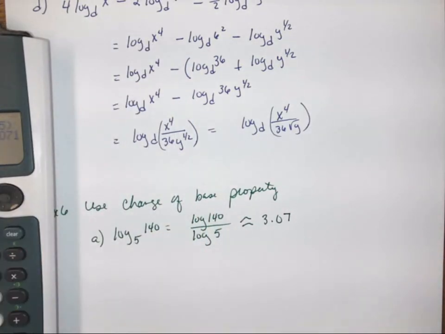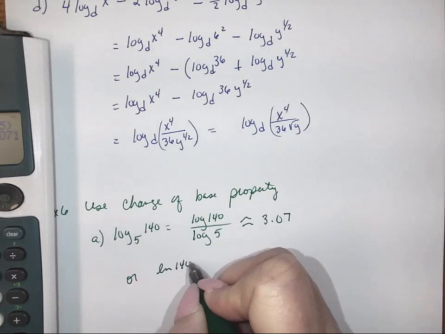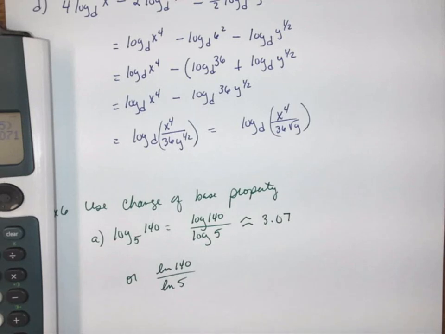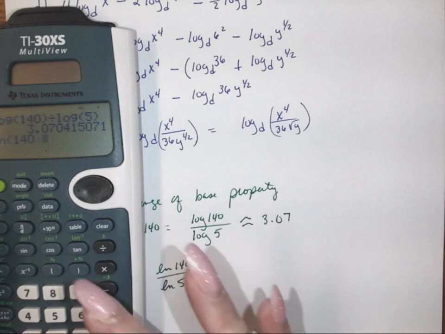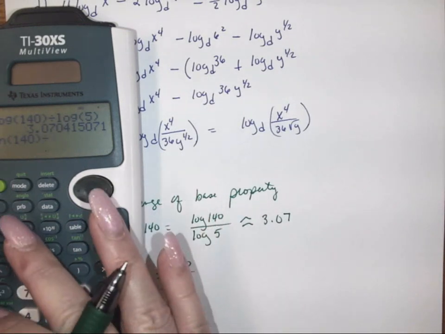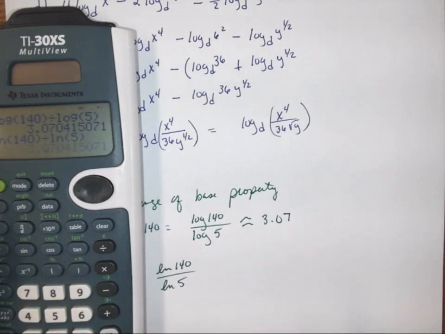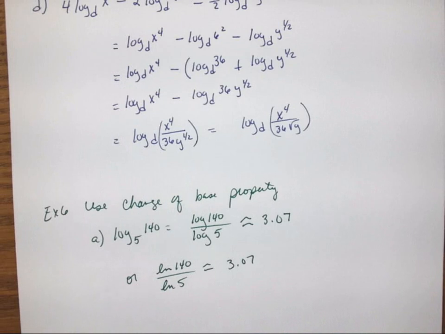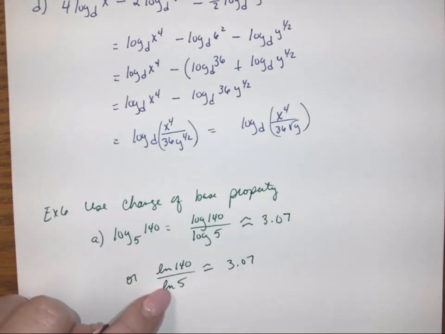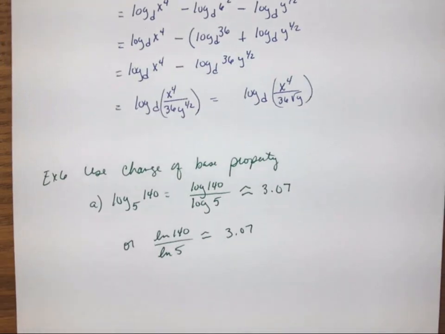All right, we could do the same thing using the ln. So we could take the ln of 140 divided by the ln of 5. If we put that in the calculator, here's our ln button. The ln of 140, close your parentheses, divided by the ln of 5. And we get the exact same value on our calculator. So it's still 3.07, because they are the same base. The ln is base e, and the log is base 10. So you can use different ways to do it.